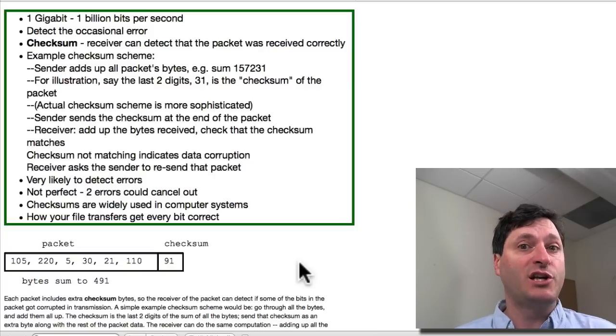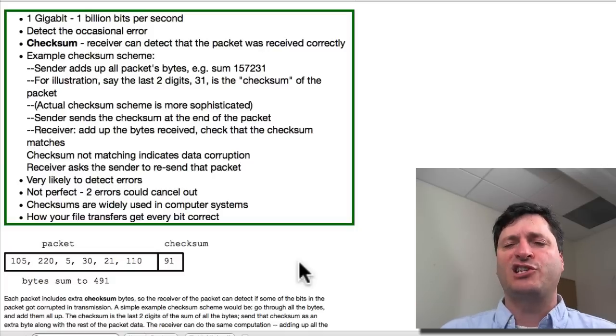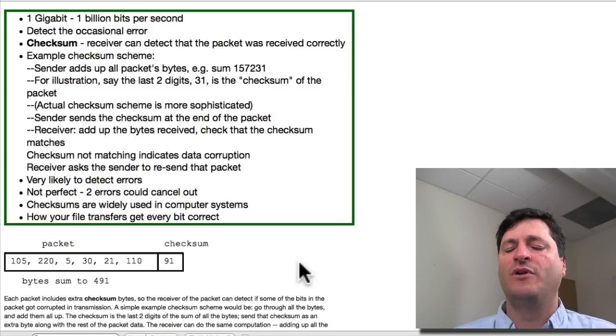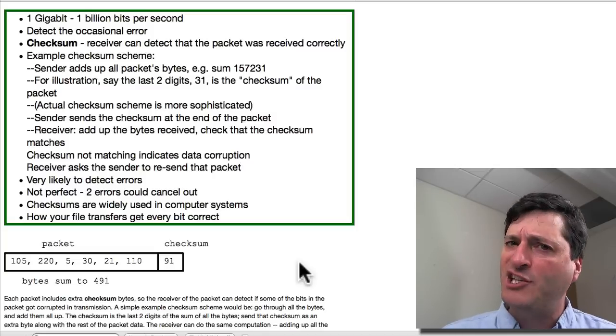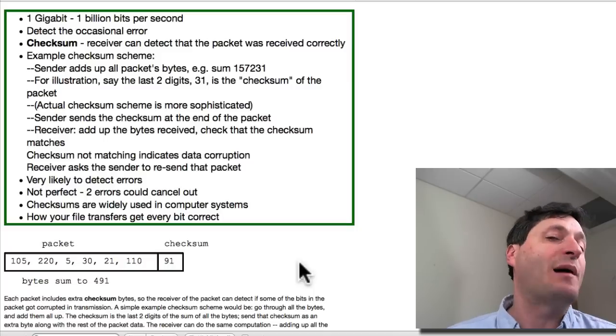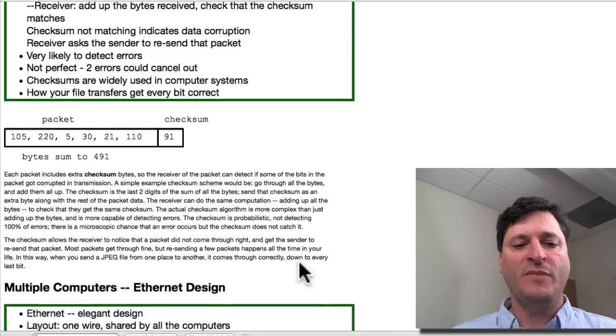One thing I should mention is that, first of all, the scheme I described here is just adding it up. The real checksum scheme that's used is a little more complicated than that. But it is possible that you could have 2 errors that cancel out just so. So there's an error, but the checksum scheme doesn't detect it. That's possible, although it is a microscopic possibility. But this is not a completely foolproof scheme.